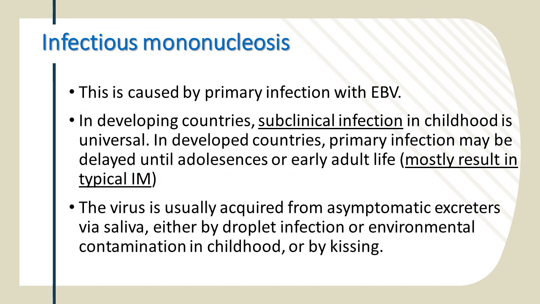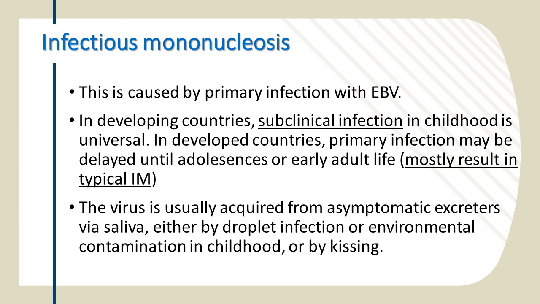Infectious mononucleosis. This is caused by primary infection with Epstein-Barr virus. For the pathophysiology, the virus replicates first within epithelial cells in the pharynx, which causes pharyngitis or sore throat, and later replicates primarily within B cells. The host immune response involves cytotoxic CD8 positive T cells against infected B lymphocytes, resulting in enlarged atypical lymphocytes, called the Downey cells.